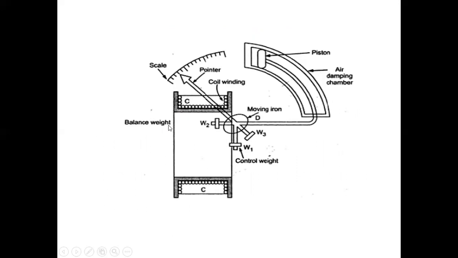This shows two electromagnets, balance weight W2, W1, W2, and W3 is the controlling weight. This is the moving iron, which will move according to the pointer. This is the piston, and this is the air damping chamber, and according to the movement of the piston, the pointer will move from zero to maximum value. This is the coil winding. These are the coil conductors, and by joining them they form the winding.